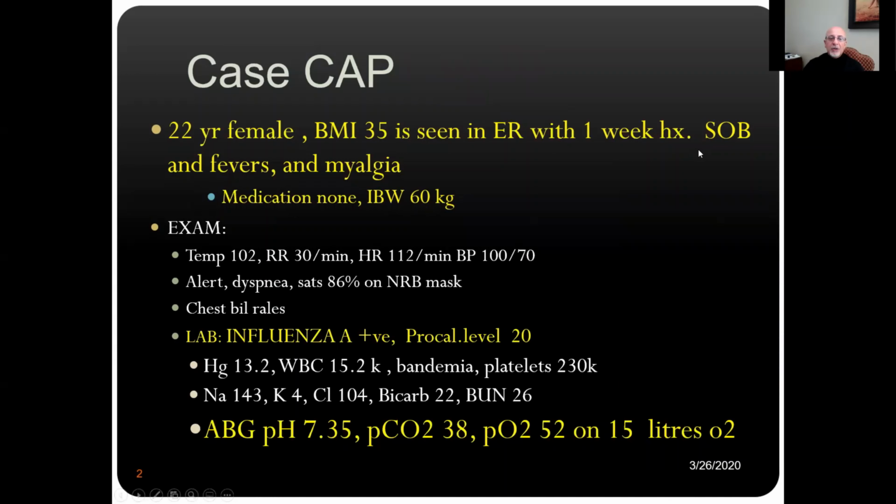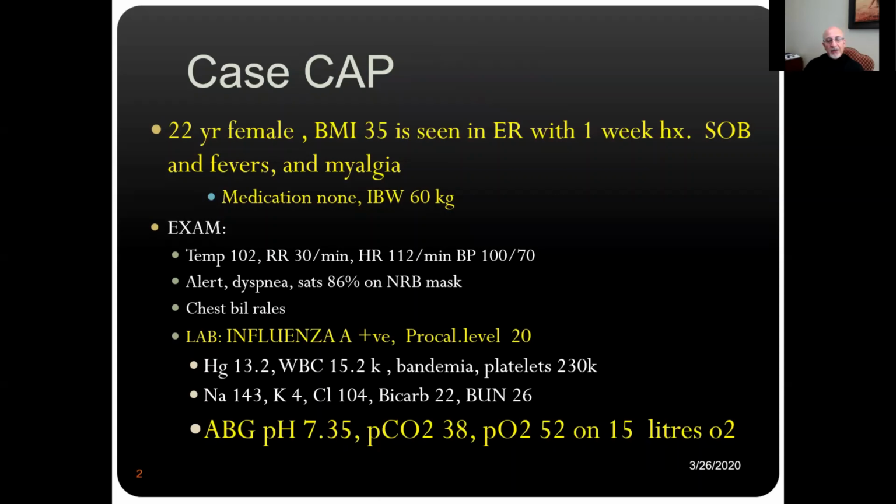In the emergency room, her temperature is 102, respiration rate is 30 per minute, her heart rate is 112, blood pressure is 100/70. She is quite alert, although she's very short of breath, and on a non-rebreather mask, her O2 sats are only 86. On chest examination, she has diffuse bilateral rales.